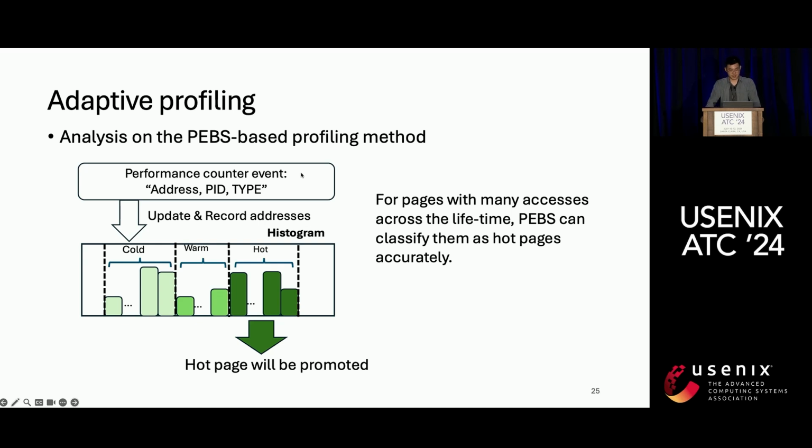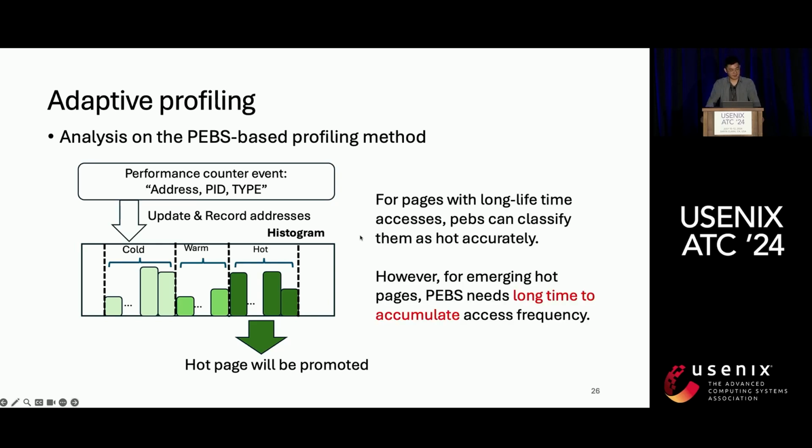For pages with many accesses across the lifetime, PEBS can classify them as hot pages accurately. However, for emerging hot pages, PEBS needs a long time to accumulate the access frequency. Emerging hot pages means the new hot pages in the hot area change period during the application execution.